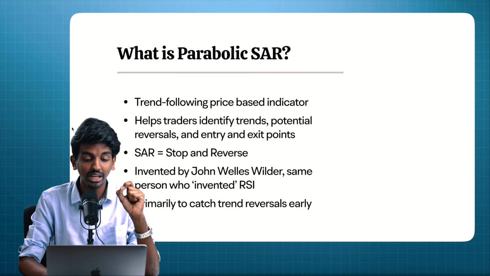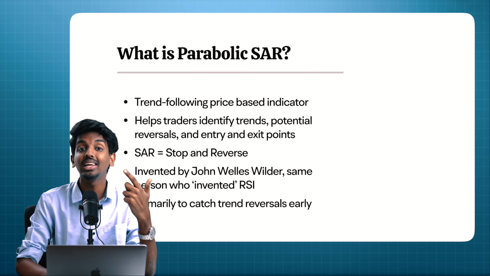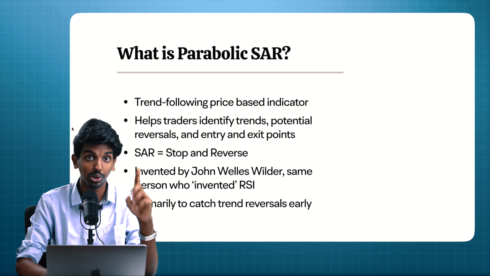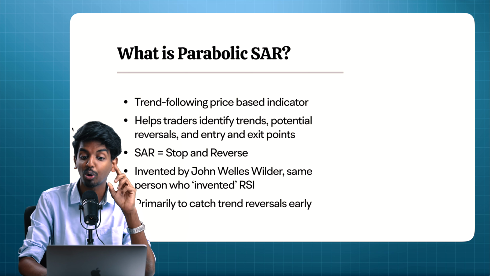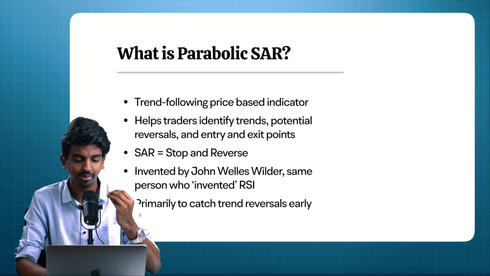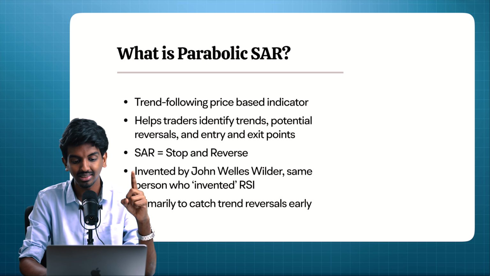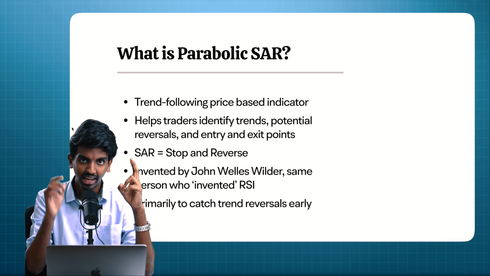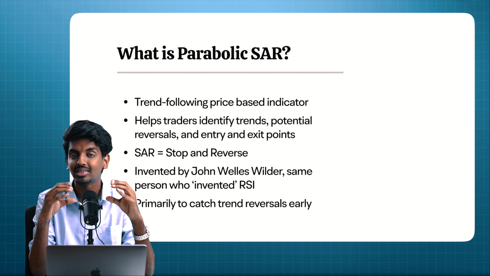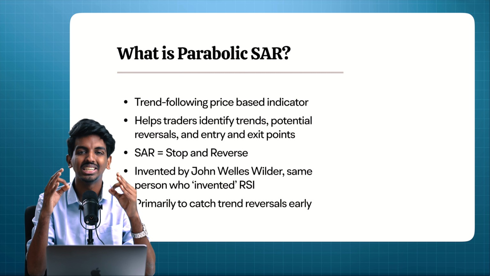So first, we'll quickly look into what is parabolic SAR. It's a trend following price-based technical indicator. Okay, you need to understand that really well. It's purely based on price movements and it's a trend following indicator. Okay, and here it is primarily used to identify trends and majorly, in fact, we'll get into the name of this indicator. It majorly means or is used for identifying potential reversals.